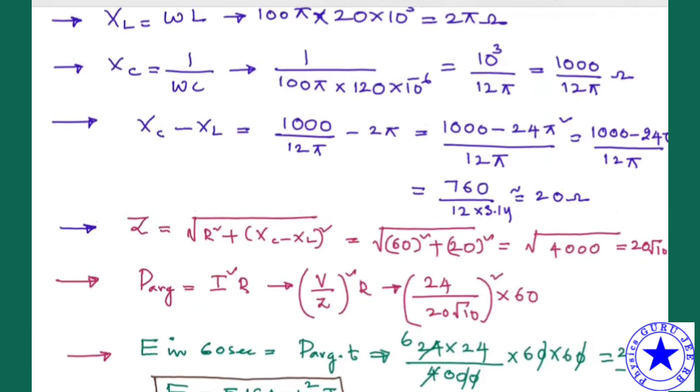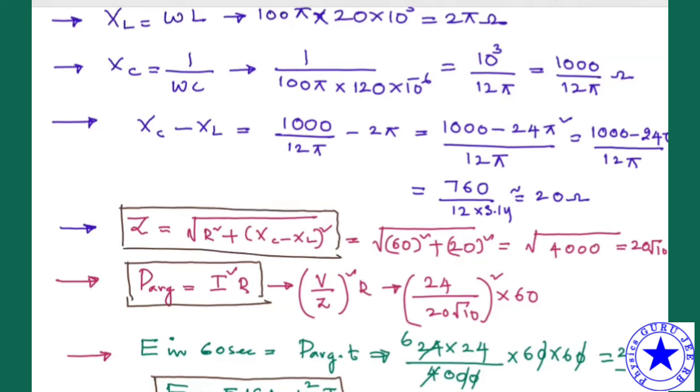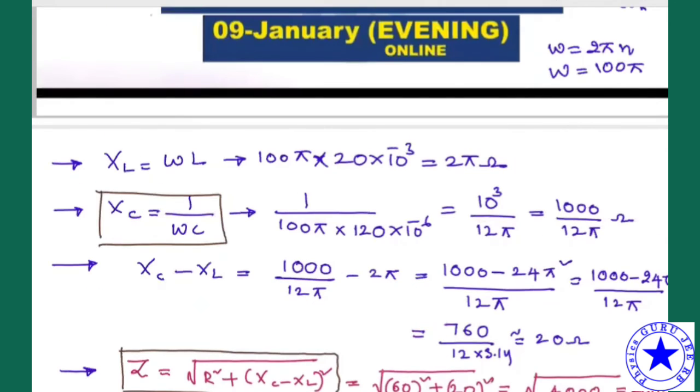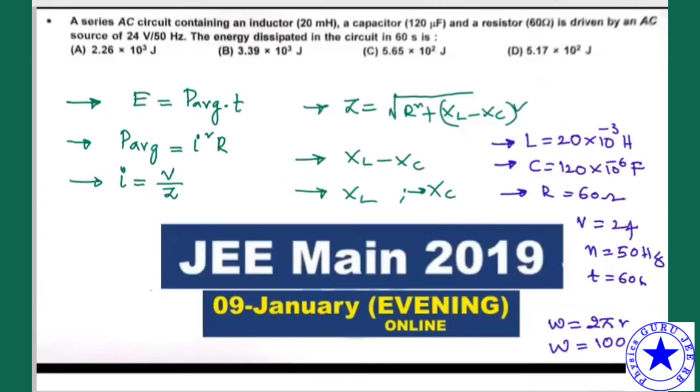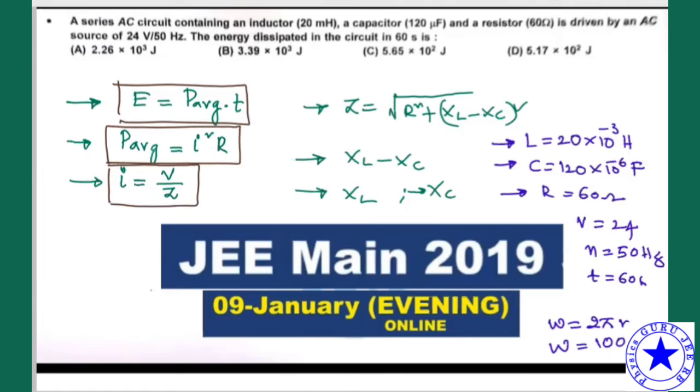So we have the power, average power. Next, impedance, the formula for impedance. Next, XL. So all the formulas of the LCR circuit will be used in this: XL, XC, and the energy dissipated in time, the average power, what is the current in the LCR circuit, and what is the impedance in the LCR circuit. Hope everything is clear till this point.